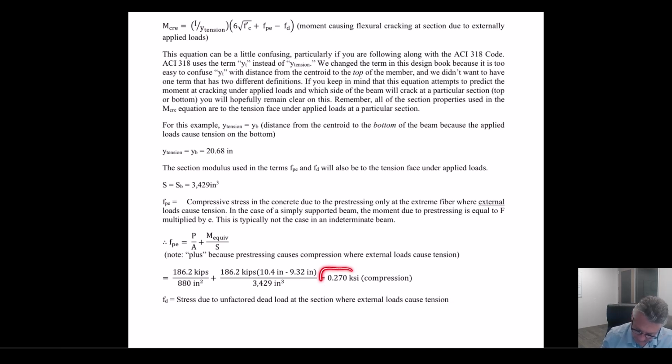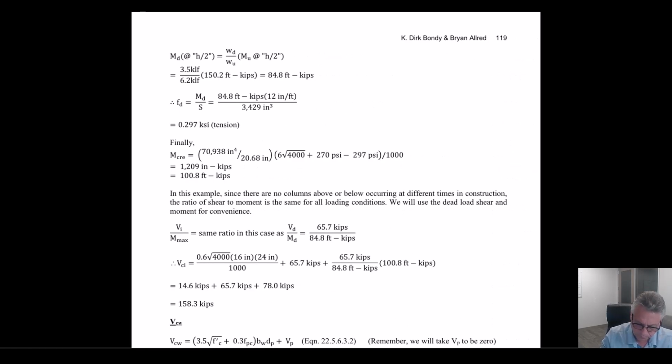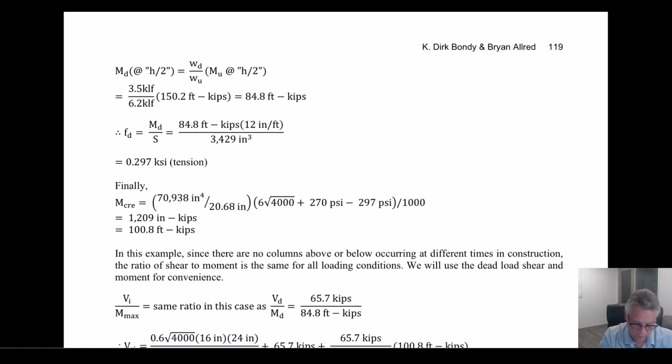In this case, FPE, and these are additive because remember, we're on the tension side of the beam where tension is created by applied loads, but compression is created by the pre-stressing. So this compressive stress plus this compressive stress is what the code's looking for up here. Good. Now we've got to calculate the dead load stress through unfactored dead loads. Well, we'll need the dead load at h over 2. And again, I'm just going to do the same thing I did before. I'm going to use the dead load kips per foot divided by the factored kips per foot multiplied by the factored moment at that location and come up with just what the dead load moment is at h over 2.